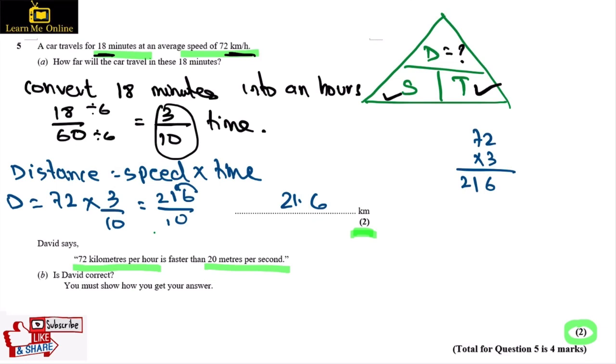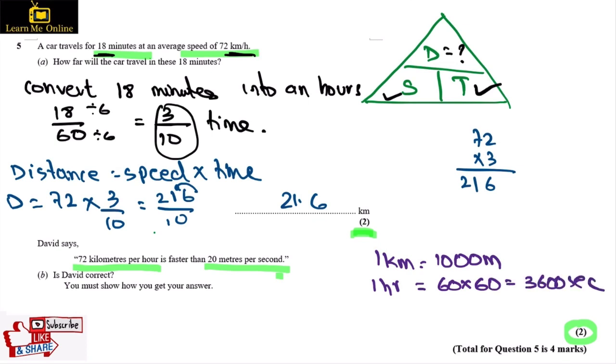Whenever we have to compare two things, we have a choice: either we convert the kilometers per hour into meters per second, or convert the meters per second into kilometers per hour. They should be in the same unit before we compare them. I'm going to convert kilometers per hour into meters per second. We know that in 1 kilometer there are 1,000 meters, and in 1 hour there are 60 times 60, which is 3,600 seconds. These are the conversions we know.